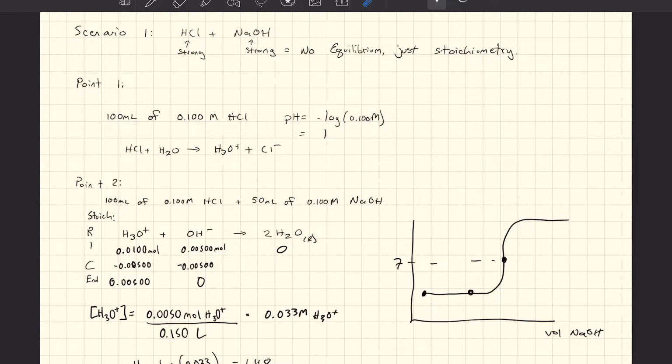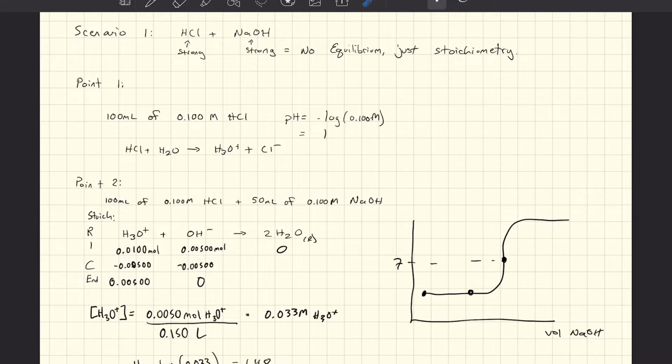So for the first example, scenario one, this is an HCl NaOH titration, which we did a lot last unit. This is your strong acid, strong base. The reason I'm picking this one first is that there's no equilibrium. It's all just stoichiometry, so I'm just going to show all the math for this one. When we get to the second scenario where there's a weak and a strong, I'll go through step by step and show you the math for each one.